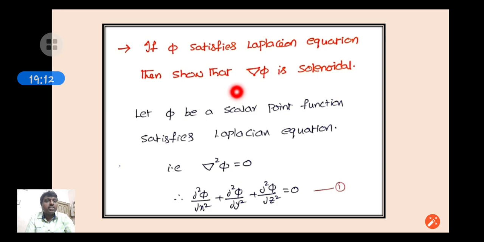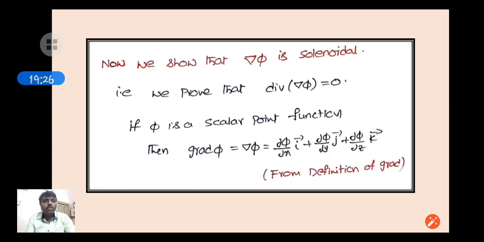Now go through the verification of the second part of the result. Then show that del phi is solenoidal. For proving solenoidal, it is enough to calculate that the divergence is 0. Now we show that del phi is solenoidal, that is, we have to prove the divergence of del phi is equal to 0. Phi is a scalar point function, then grad phi is equal to del phi, by definition dou phi by dou x i bar plus dou phi by dou y j bar plus dou phi by dou z k bar. So del phi is ready.